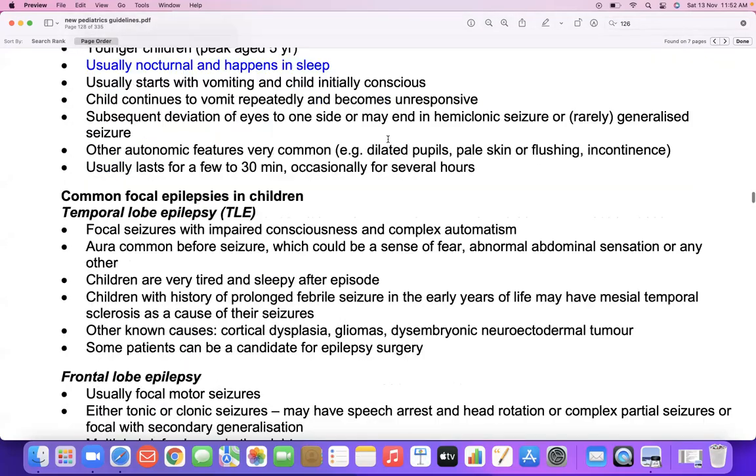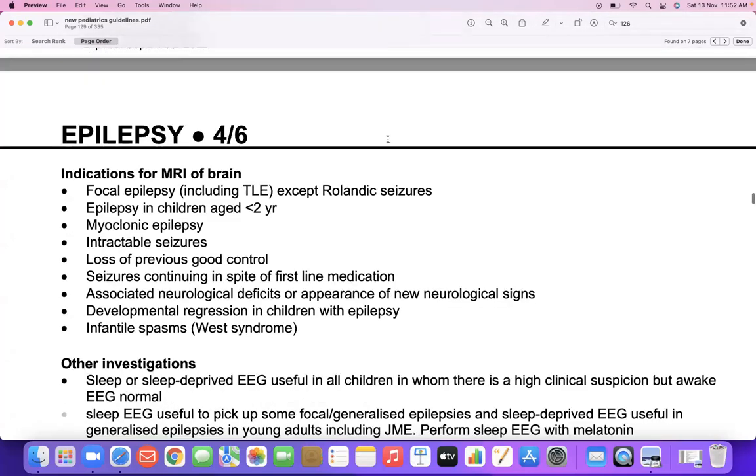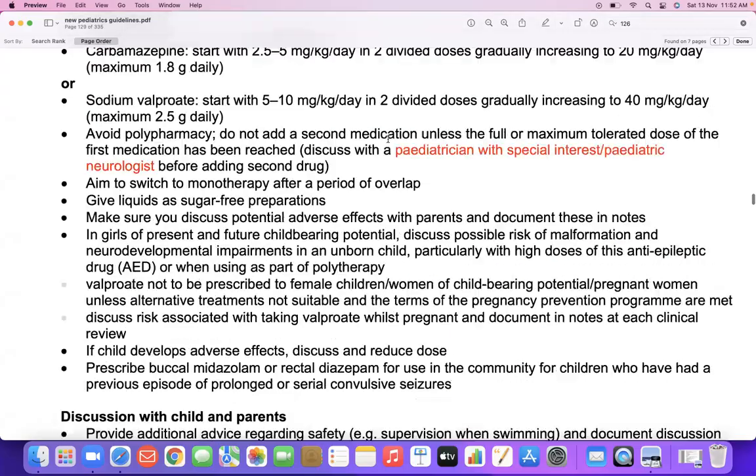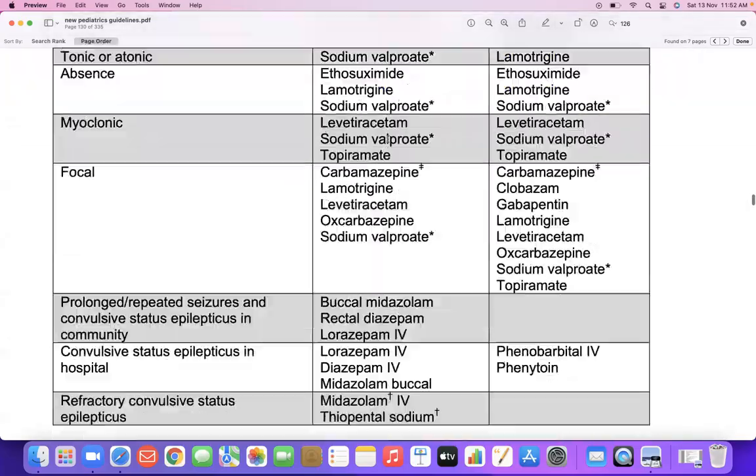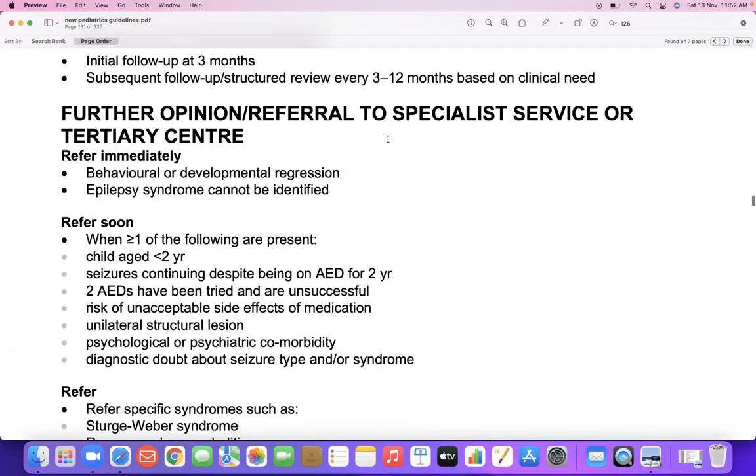Okay, and one more question I had asked you about tertiary referral, right? Referral to tertiary center. Yeah. This is also there here. Let me see. This you should know. Further opinion and referral to specialist service or tertiary center. When do you refer immediately? Behavioral or developmental regression. You see there is developmental regression, immediately you'll refer. Epilepsy syndrome cannot be identified. The way the child is presenting to you is not clear to you.